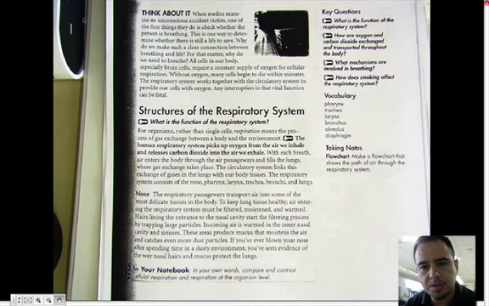You first want to know what you're reading about. So when we do a survey, we're trying to get motivation for our reading. We're trying to develop a purpose. This is the first step we do.